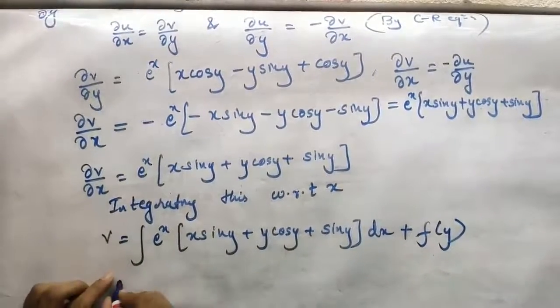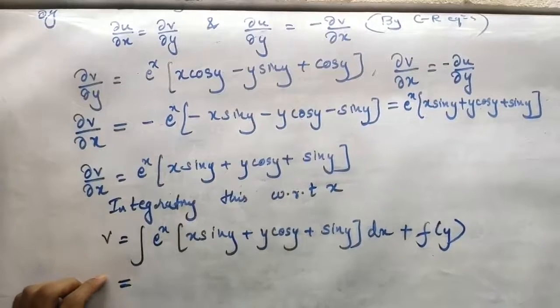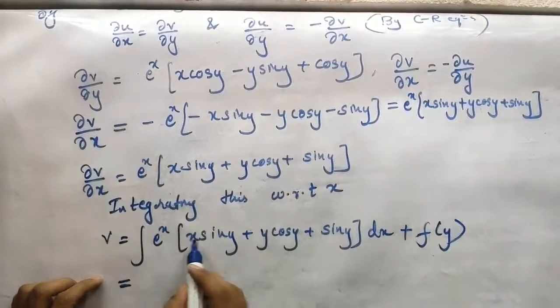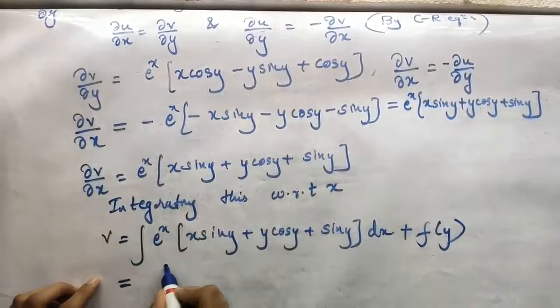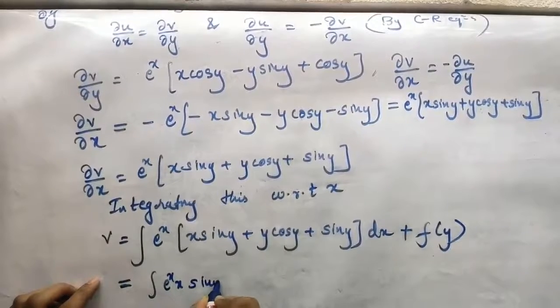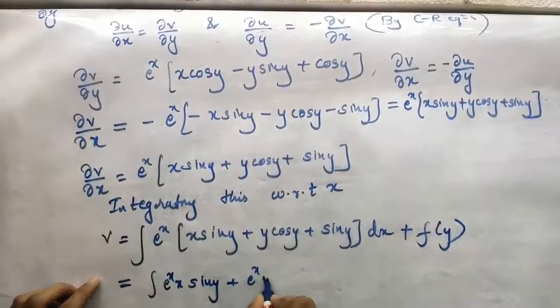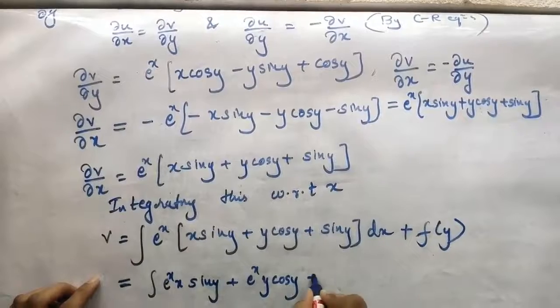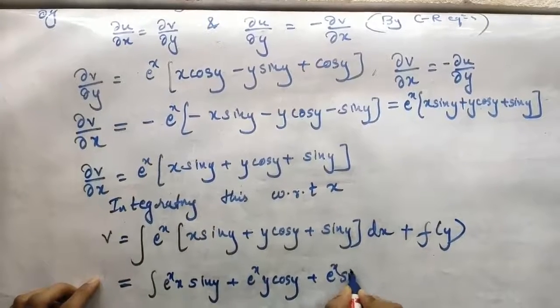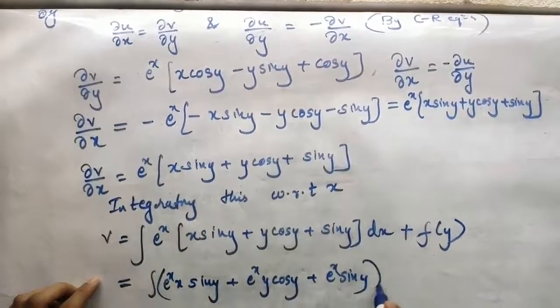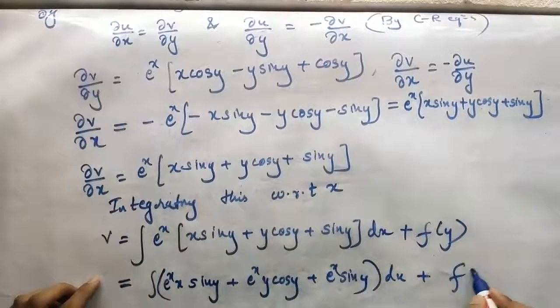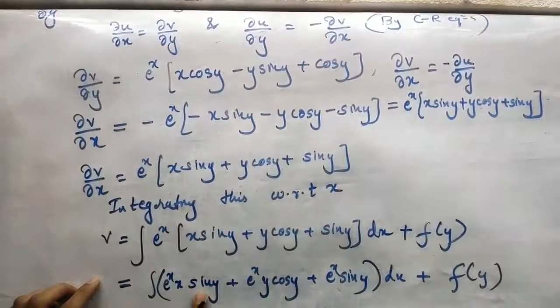Now let us integrate the term inside the integral sign. sin y is anyway constant, so let us take e to the power x inside and integrate it. It is e to the power x sin y plus e to the power x y cos y plus e to the power x sin y, this into dx. Now you are treating y constant everywhere. So sin y is constant here, y cos y is constant, and here again sin y is constant.